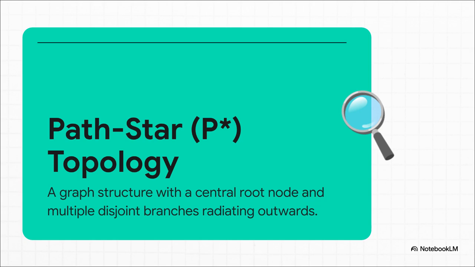So the key concept anchoring all of this is the path star, or P-star topology. For an AI model reading text, finding a specific goal block buried deep in a stack is exactly the same as finding the correct branch to traverse in this path star graph. It has to trace a path back from a distant leaf all the way down to the root. It's essentially a dynamic graph traversal tracing invisible dependency chains.